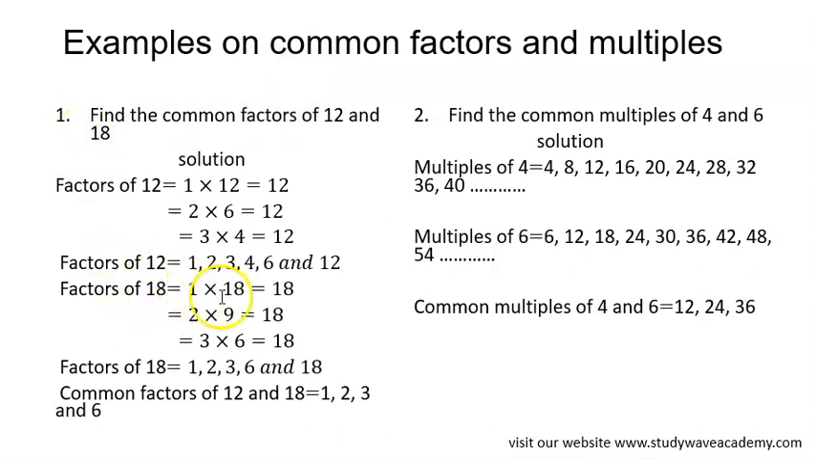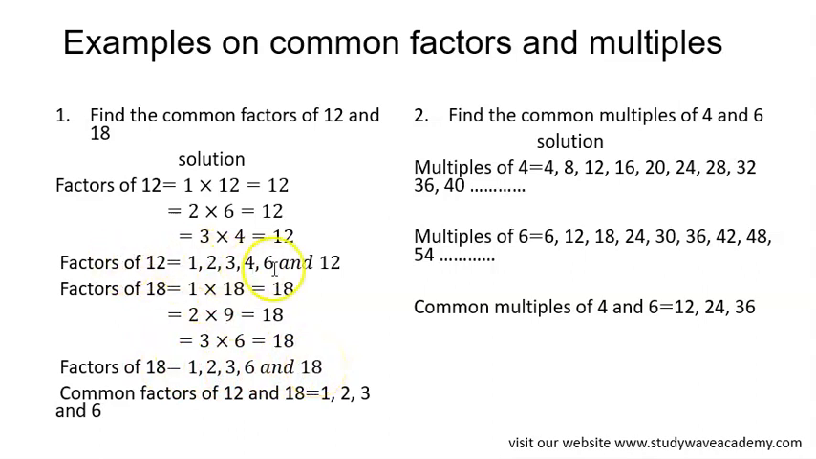For 18 we have 1 times 18 is going to give us 18. 2 times 9 is going to give us 18. 3 times 6 is going to give us 18. So these are the factors of 18. I hope you're not confused. Remember, factors are numbers that can be multiplied together to get another number. These two numbers multiplied together will give us 18. So the factors of 18 are 1, 2, 3, 6, 9, and 18.